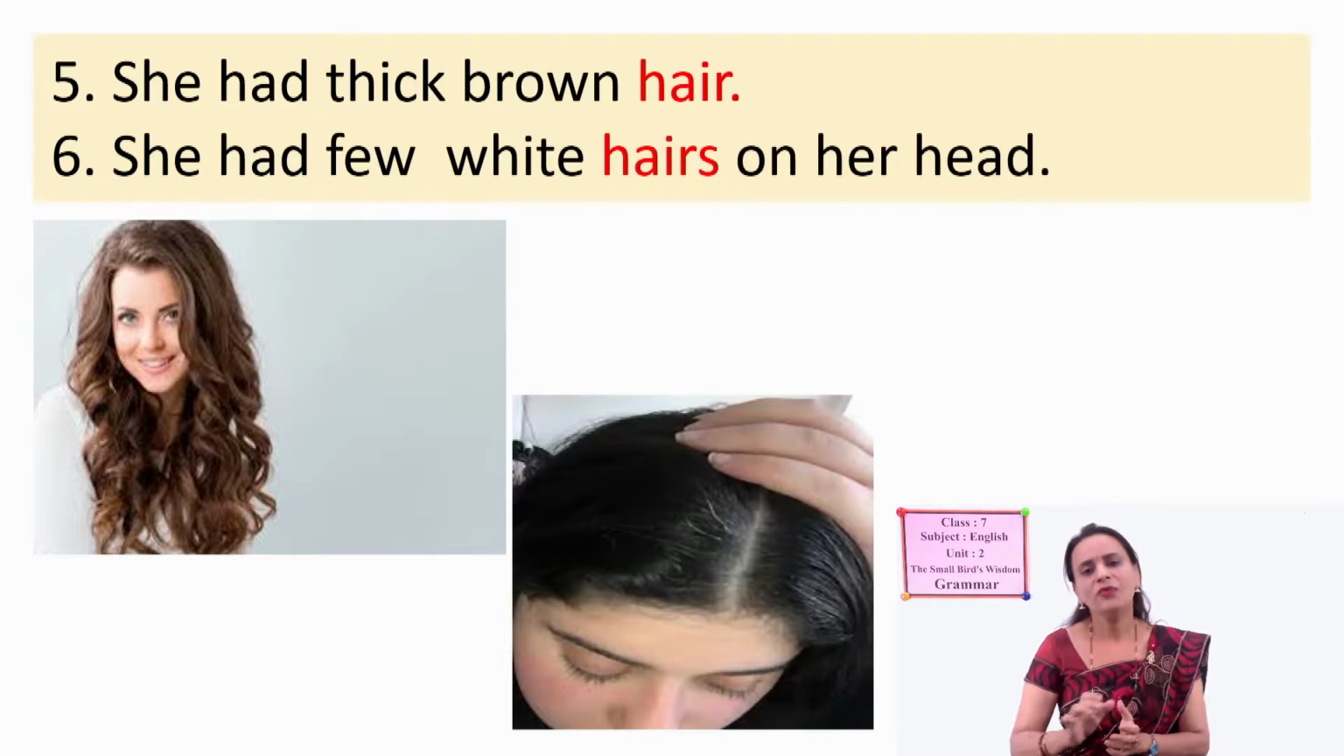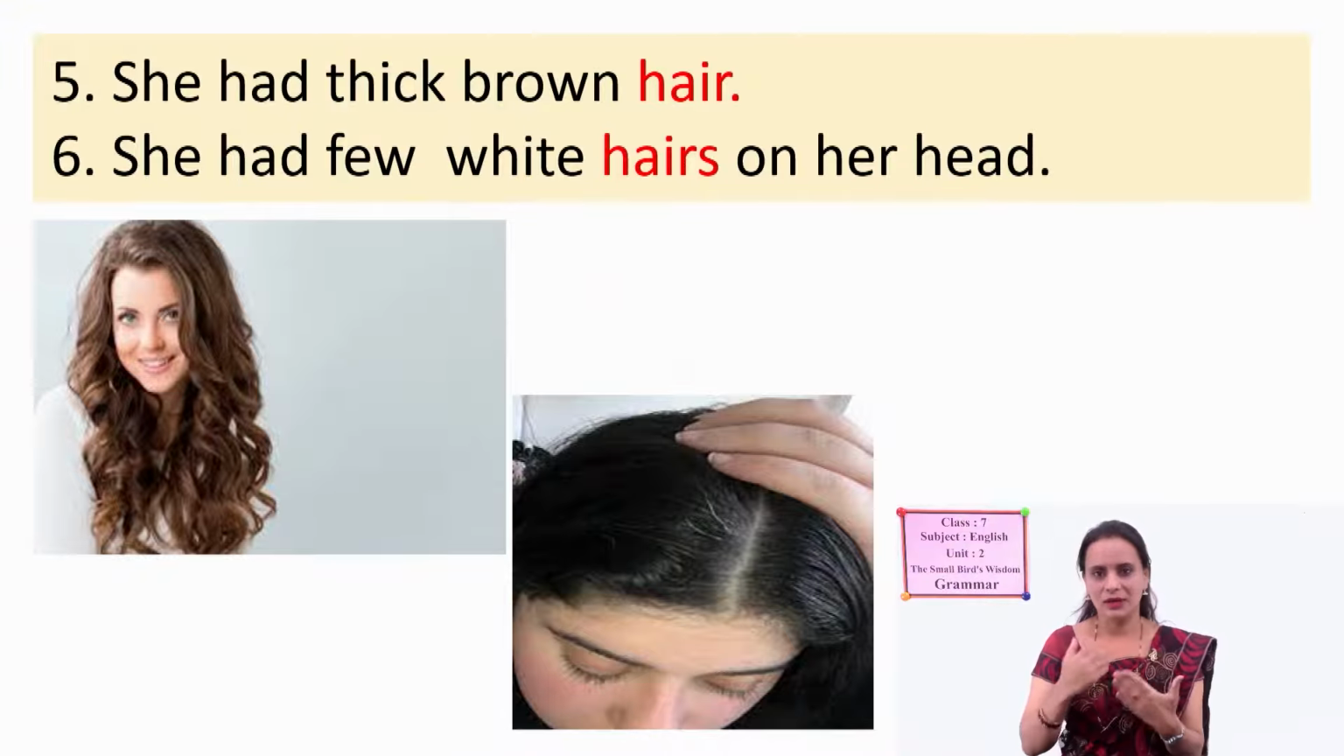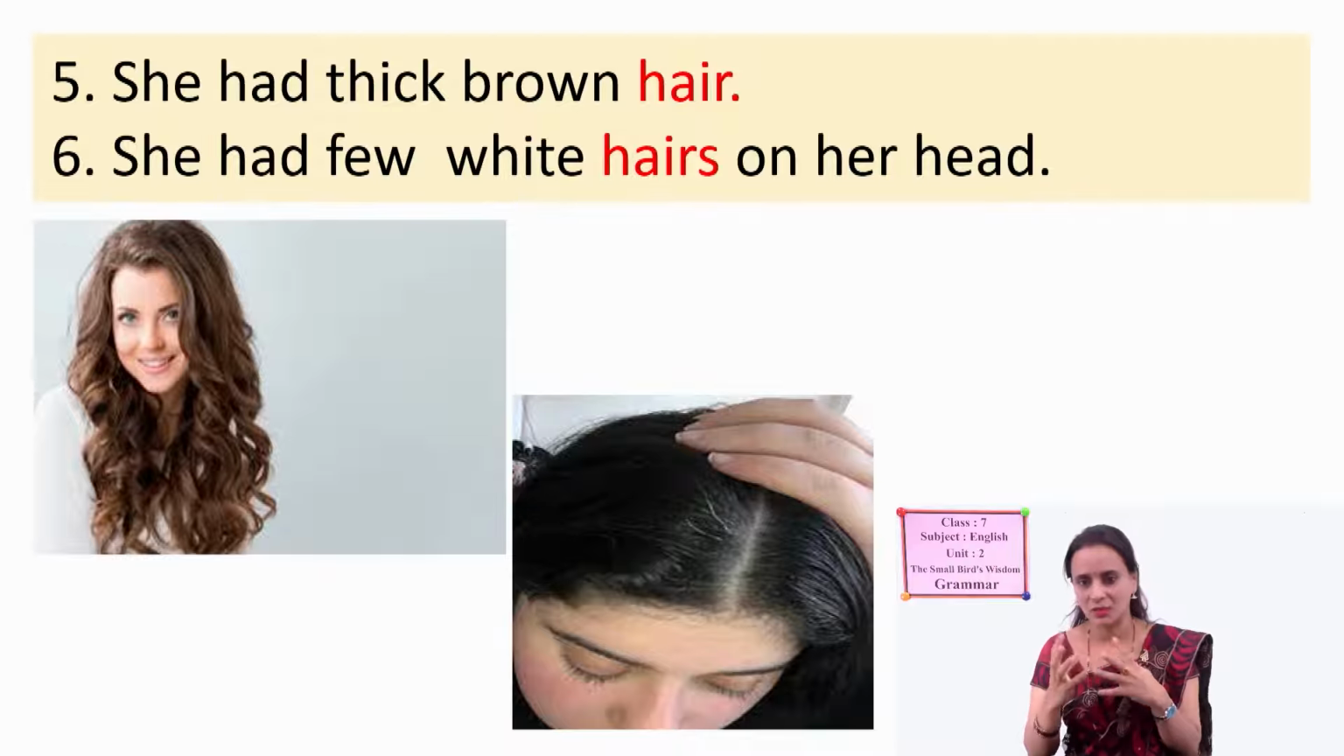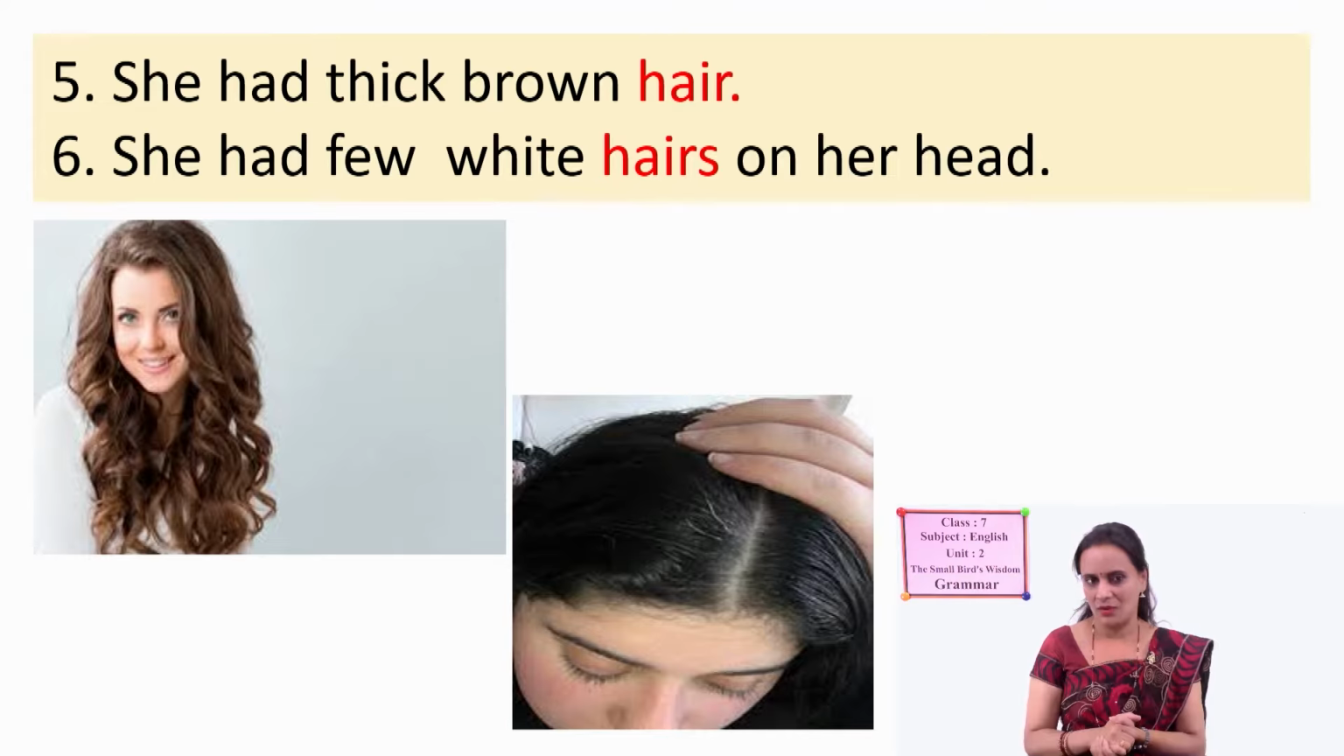She had few white hairs on her head. You can see it here. She had few white hairs on her head. Can you count few white hairs? Yes, you can count it. So here also we are using the same noun but as countable noun and uncountable noun.